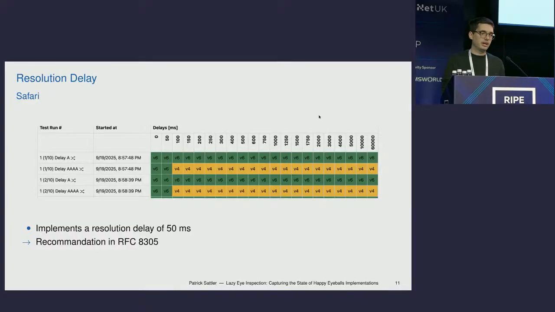Now first, Safari, this is the simple case. The first line is delaying the A record, the second line the quad A, and then it repeats basically. What we see is if we delay the A record, Safari does not care. It always uses IPv6 because the quad A record returns immediately. If we delay the quad A record, we see it will still use IPv6 up until a delay of 50 milliseconds, and then falls back to IPv4. This is exactly what the RFC recommends. So this is what one could expect reading the RFC.